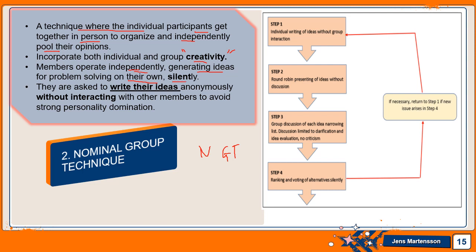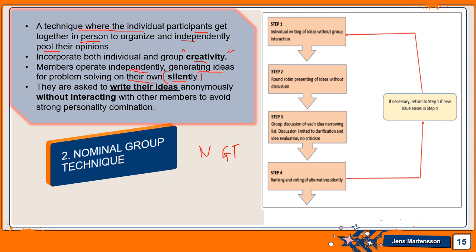So the group members in nominal group technique sit together. If they are required to give ideas on how to solve a problem, what they will do is think on their own individually, separately, and independently, and they write down their ideas on a piece of paper. So that's why it is called silently.